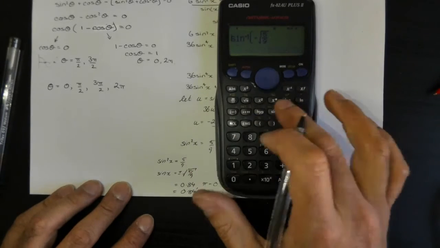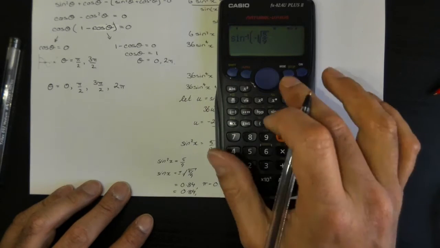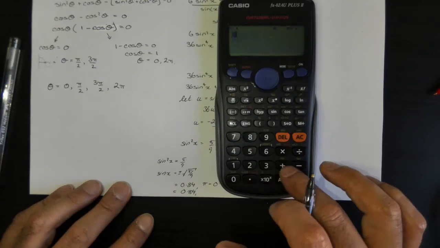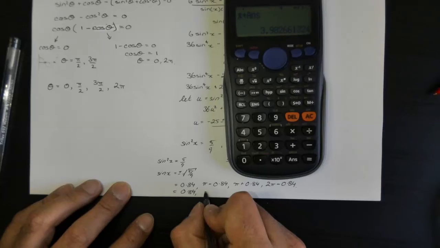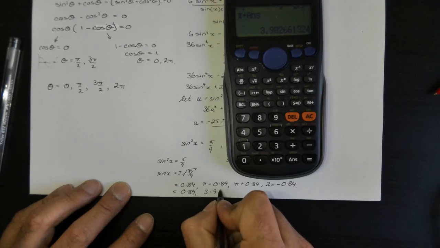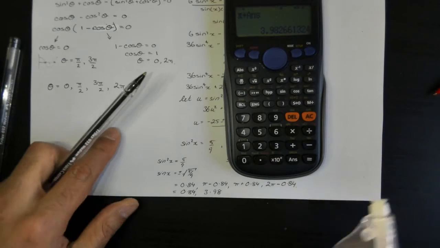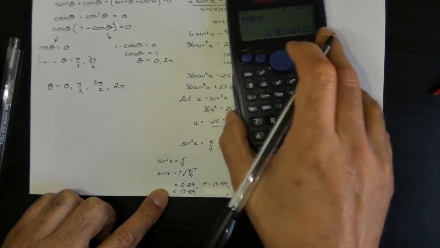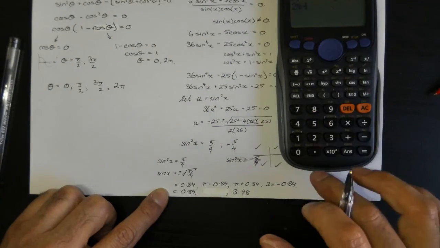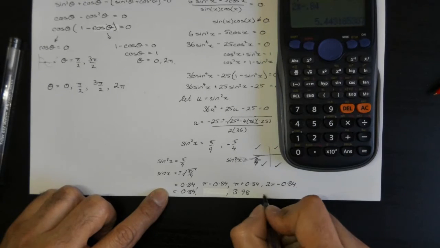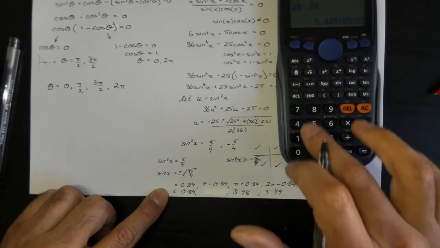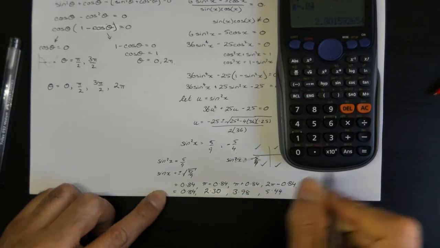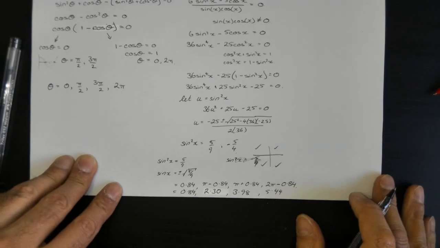So using our calculator, I'm just going to save that. So we've got pi plus that value, 3.98. Sorry, that should go here. 2 pi minus 0.84, we get 5.44, and pi minus 0.84, we get 2.30. And that's the answer for that problem.